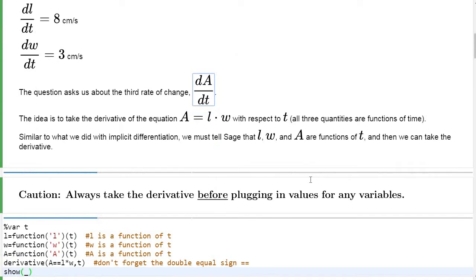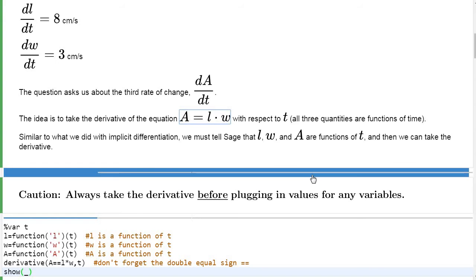The idea here is to take the derivative of this equation that relates the quantities with respect to t. And that's where this sort of implicit differentiation type of calculation comes in. We have to tell Sage that L, W, and A are functions of t, and then we can take the derivative. Now, look at this caution.